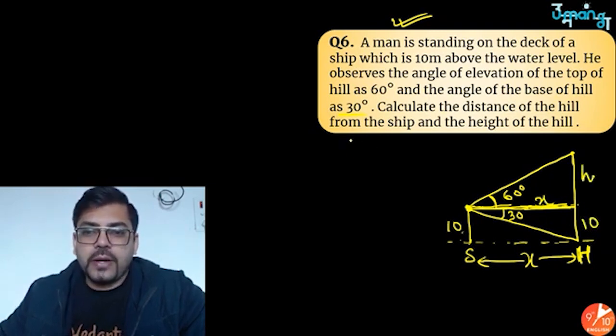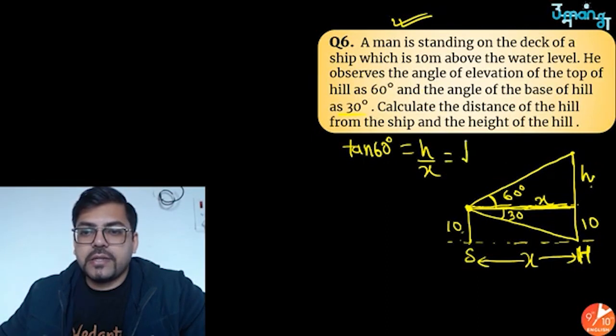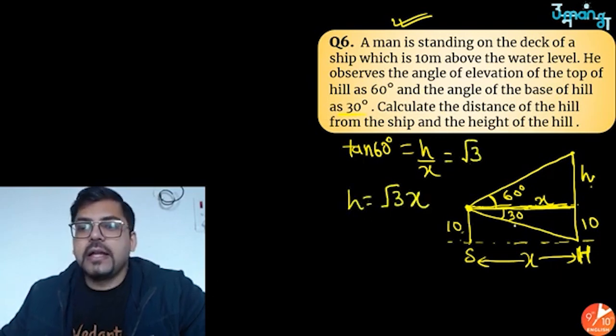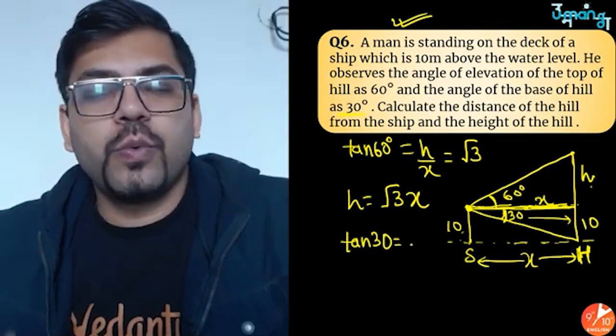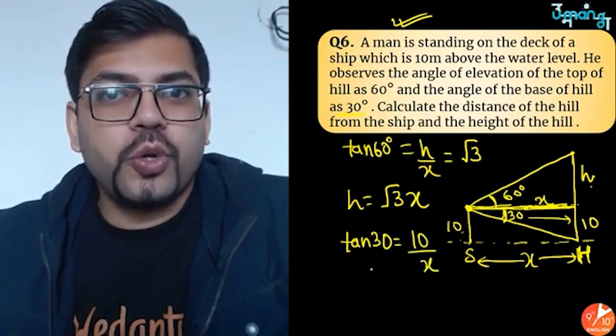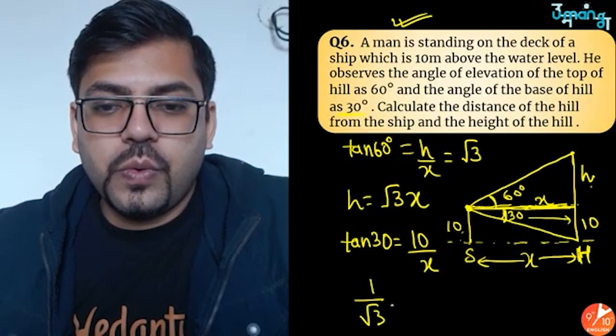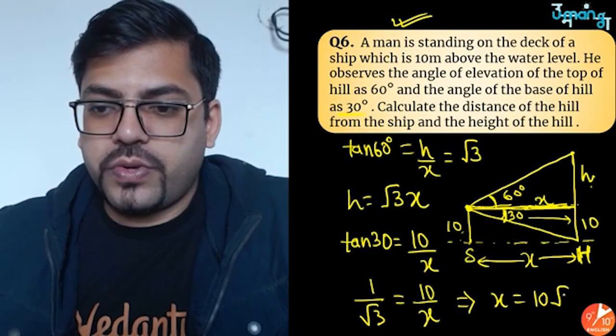Cool, cool. Now let me just put tan, trigonometry. Tan 60 is h by x, perpendicular by base. Tan 60 we all know it's root 3. Cross multiplication, h equals root 3 x. That's it. Tan 30 in this triangle. So if I put tan 30 in this triangle, this is the perpendicular side. So I'll write tan 30 equals perpendicular. What is perpendicular? 10 upon base. Base is x. Do we know tan 30? Yes, it is 1 by root 3. 1 by root 3 equals 10 upon x. Very simply, we got x equals 10 root 3.